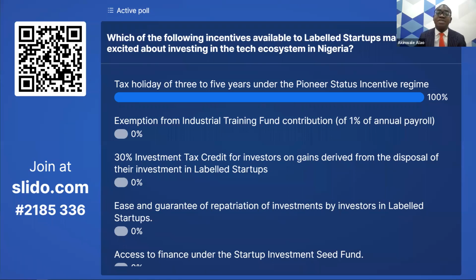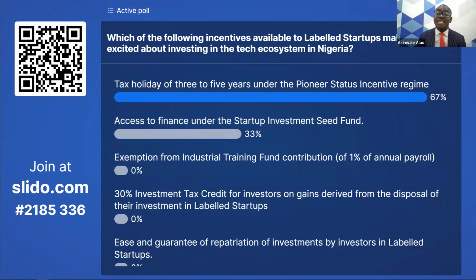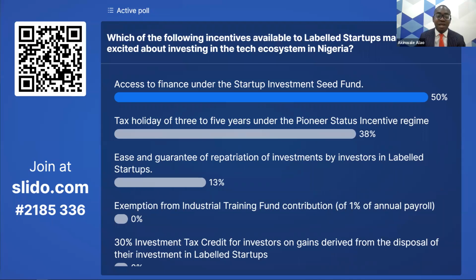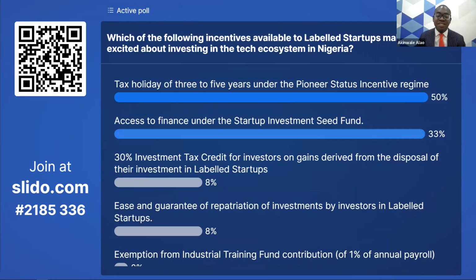Which of the following incentives available to labeled startups make you most excited about investing in the tech ecosystem in Nigeria? So we've talked about a number of incentives in the act, so we're just trying to feel people's pulse. Looks like tax holiday is really key. Okay, access to finance under the Startup Investment Seed Fund, exemption from Industrial Training Fund contribution, 30% investment tax credits to investors on gains derived from the disposal of the investment. So there are a number of incentives there.